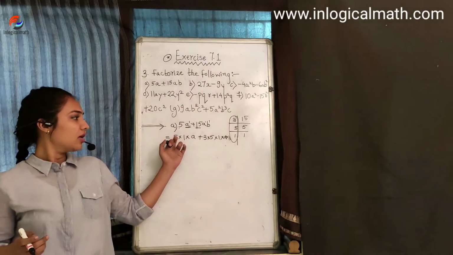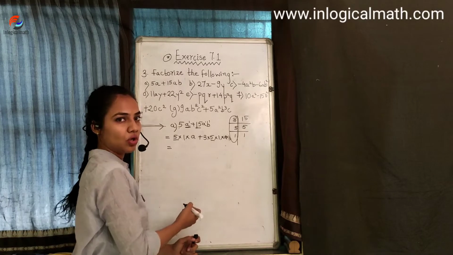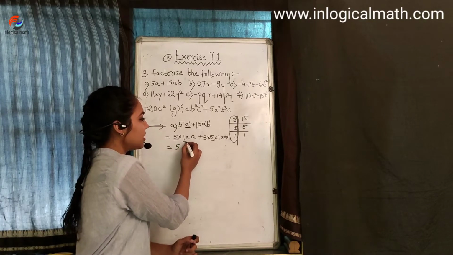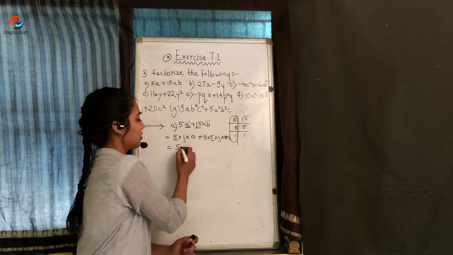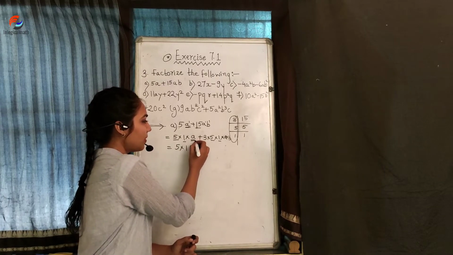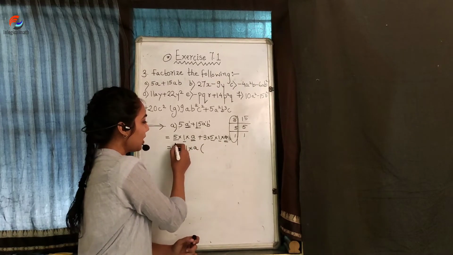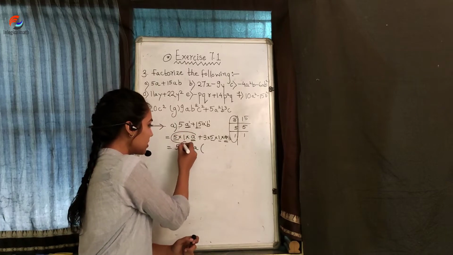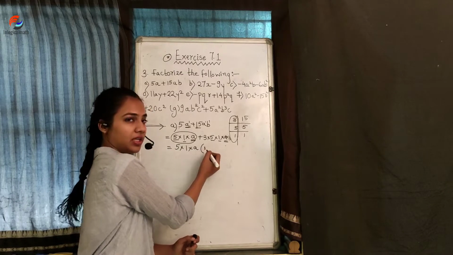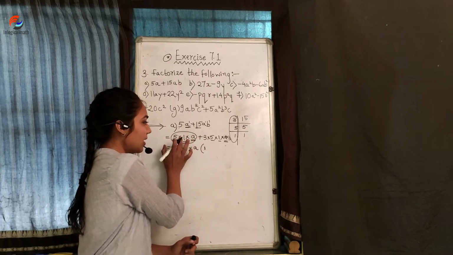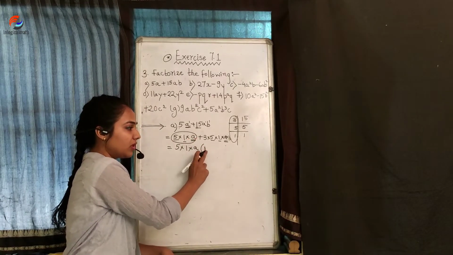Now observe what is common in between. 5 is common here and here. Then 1 is common in both terms, so multiply 1. A is common here also, so multiply a. Then what remains? We have already taken out 5 multiply a multiply 1, so in the first term nothing remains, only 1 will remain.